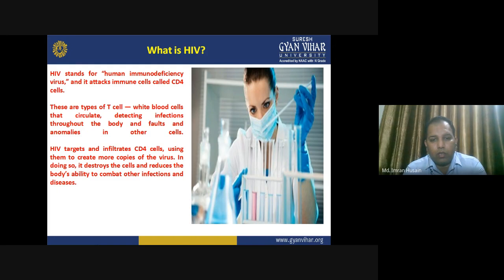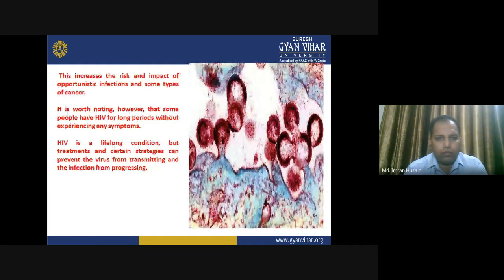It destroys the cells and reduces the body's ability to combat other infections and diseases. This increases the risk and impact of opportunistic infections and some types of cancer. It is worth noting, however, that some people have HIV for long periods without experiencing any symptoms. Sometimes they have HIV, but they don't have any other symptoms.